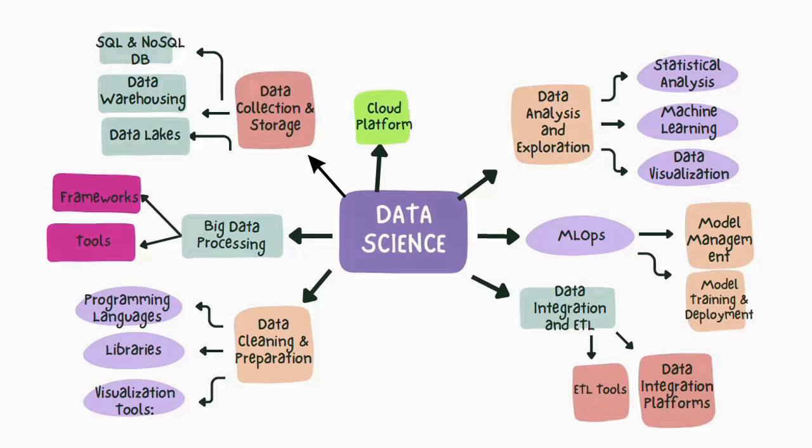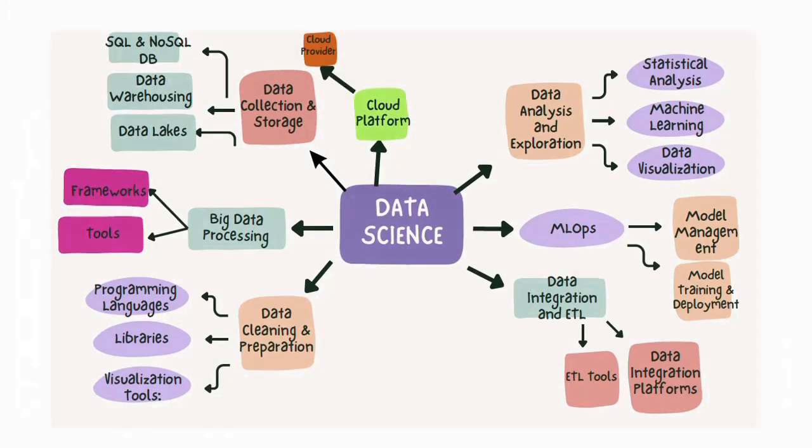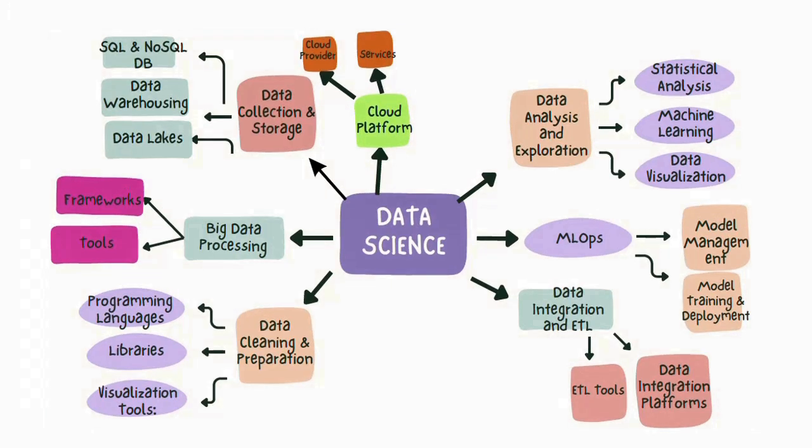Next category, we have cloud platforms. Some of the best cloud platforms in data science, we have Amazon Web Services, that provides Amazon S3, Amazon EC2, Amazon EMR, AWS Glue kind of services. Apart from that, we can use Microsoft Azure, Google Cloud Platform, and Oracle Cloud.